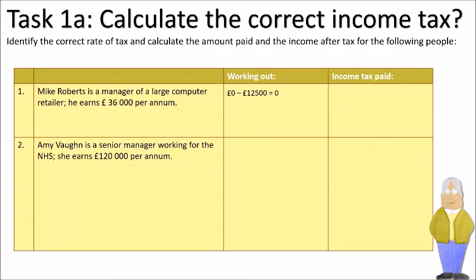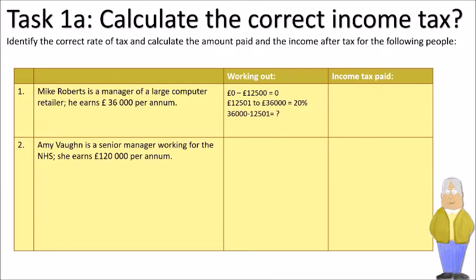So we've got his annual salary, 36,000, and we need to take away that first slice. To create the second slice, we're looking at 12,501 up to 36,000, that is at the 20%. So let's turn that around. We're now looking at 36,000 minus 12,501, and the answer gives you a single question mark.